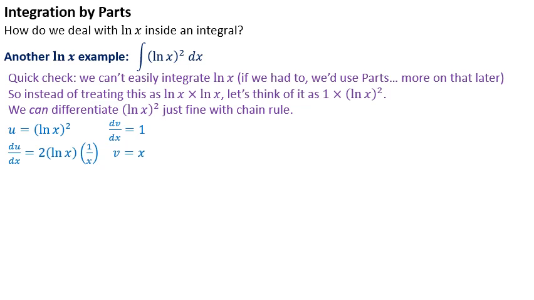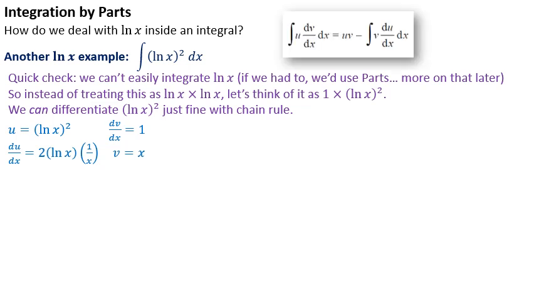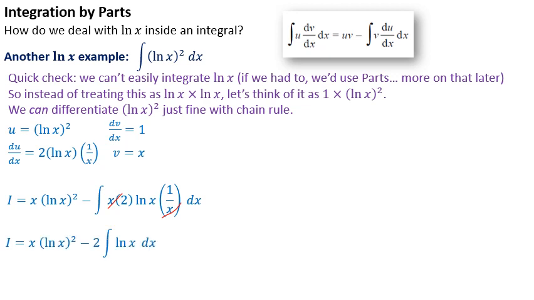Now if we put those together, remember we can check the formula book for integration by parts, substitute the values in. This is what we end up with. And you should notice that something cancels out. We've got an x and a 1 over x, so this integral does get a little nicer.